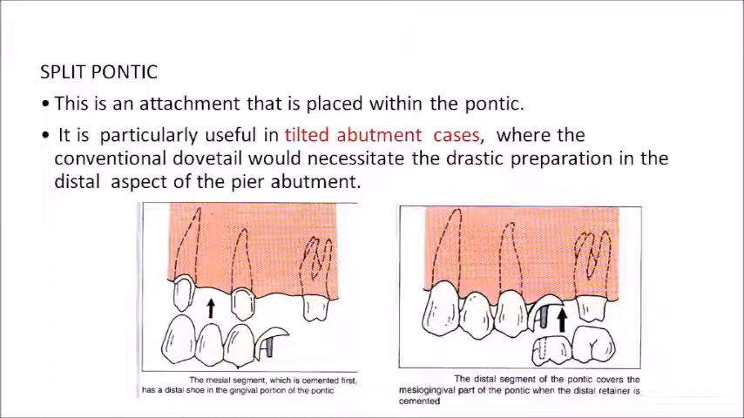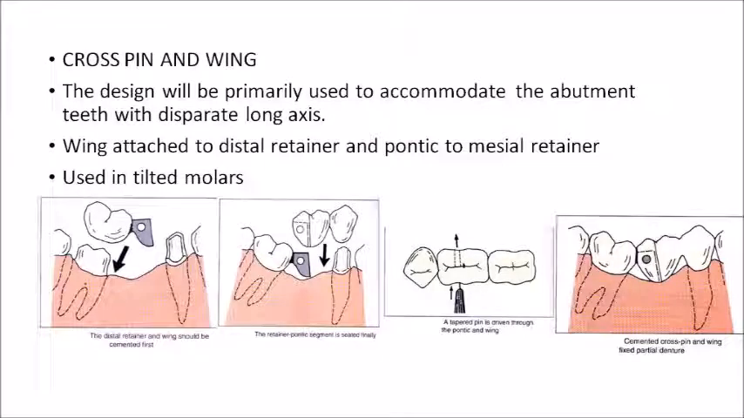For this connector, the pontic is divided into mesial and distal segments. The mesial segment will have a distal shoe kind of thing in the gingival portion of the pontic. You can see from the image, in the mesial portion there is a shoe-like thing in the gingival aspect. When the distal segment is cemented, the distal portion of the pontic will cover this shoe part in the mesial aspect of the pontic. So that's how it is connected.